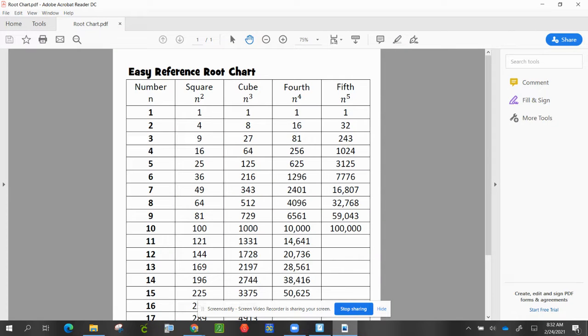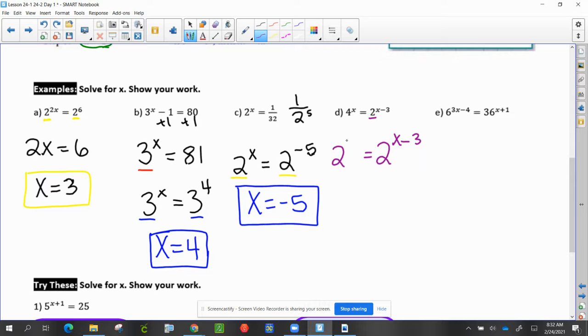So again, back to my root chart. 4 is 2 to the 2nd power. So I can rewrite 4 as 2 squared. Now, whatever I change my exponent to, you have to multiply it by what is there first. So x was there first. 2 is my new power, so it becomes 2 times x.